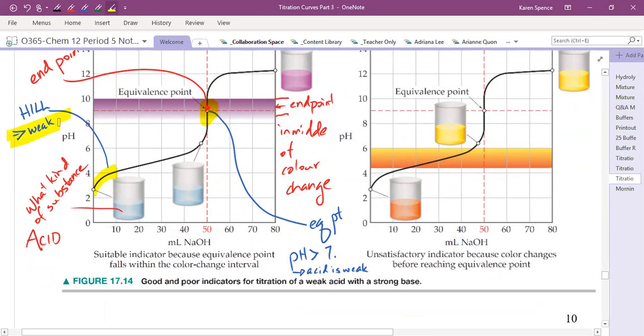If it was a strong acid, there would not be a hill at the beginning, and the pH at the equivalence point would be exactly 7.